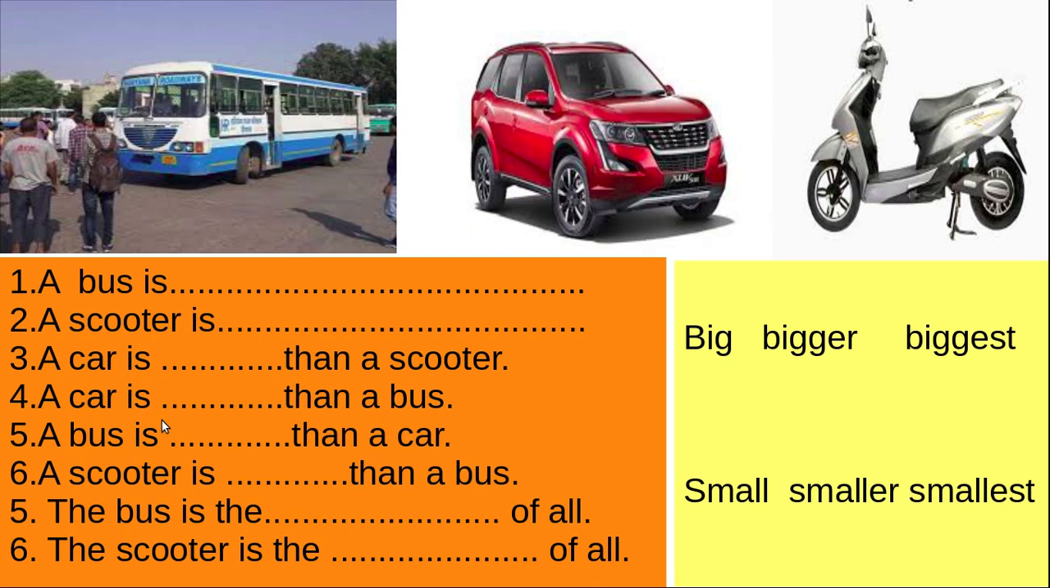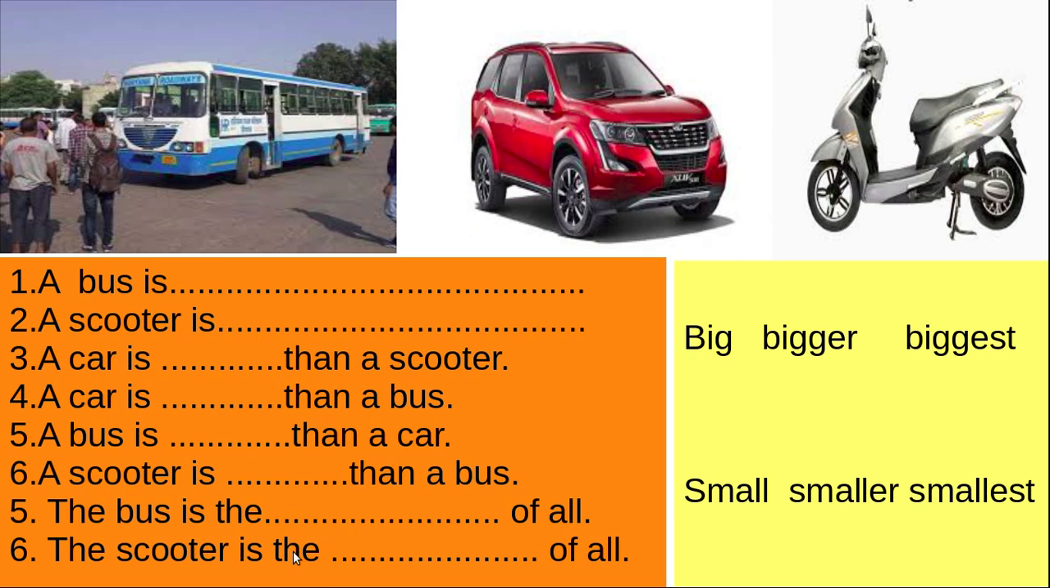So listen carefully and write it along with me. The car is dash than the bus. Comparative must be there, and you know the car is small, so the car is smaller than a bus. A bus is dash than a car. The bus is big, so since there is than, the comparative degree should be used: bigger than. And a scooter is dash than a bus. The scooter is small, that's why smaller than a bus. The bus is dash of all; there is the, so the bus is the biggest of all. The scooter is the dash of all, the smallest of all.